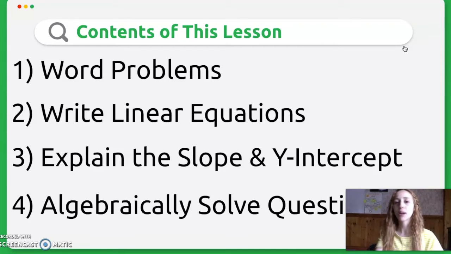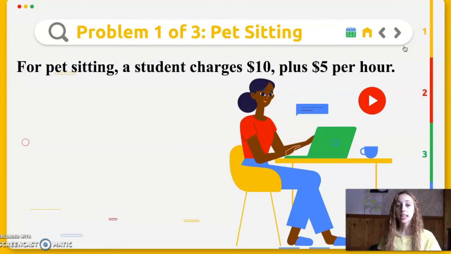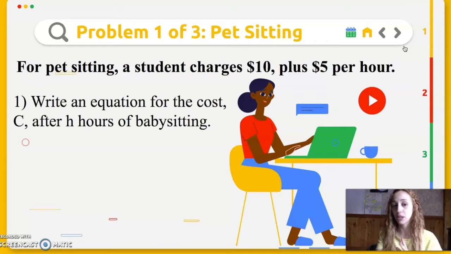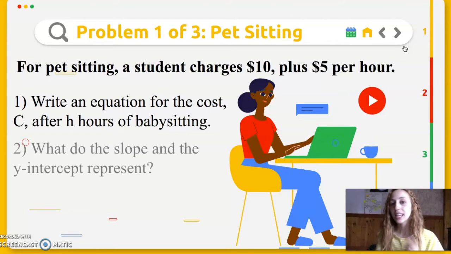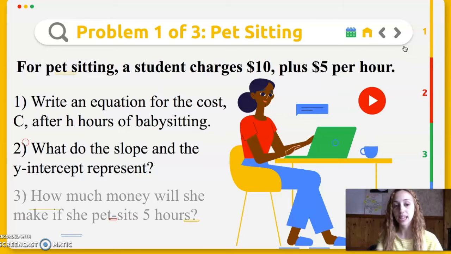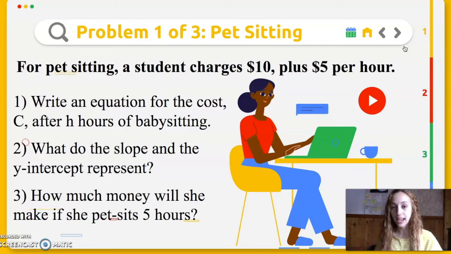So let's take a look at problem number one. Problem number one of 3 total is called pet sitting. And it says for pet sitting, a student charges $10 plus $5 per hour. We are going to do 3 things with this information. Number one, we are going to write an equation for the cost, C, after H hours of babysitting. Number two, we are going to explain what the slope and the y-intercept represent. And finally, we are going to answer how much money will she make after she pet sits for 5 hours.